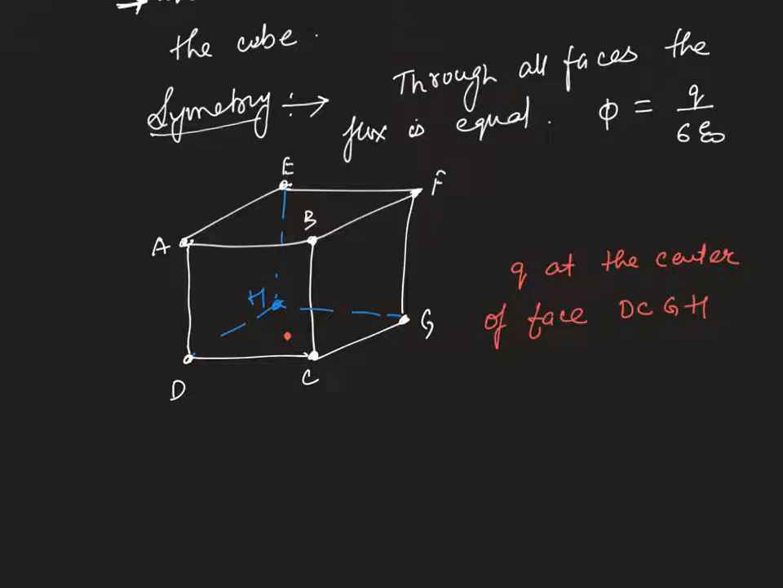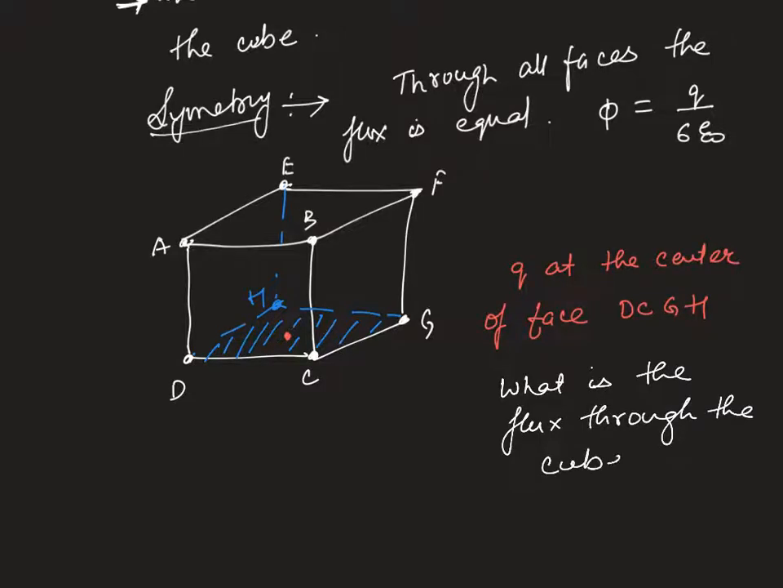Can you see the face DC, G and H? I'll mark it with arrows, DC, G and H. This is your face. I can even use a color to distinguish the face if you want. So this is your face basically. The charge is at the center of this face, this lower face here. Now the question is, what is the flux through the cube? And that is the question.